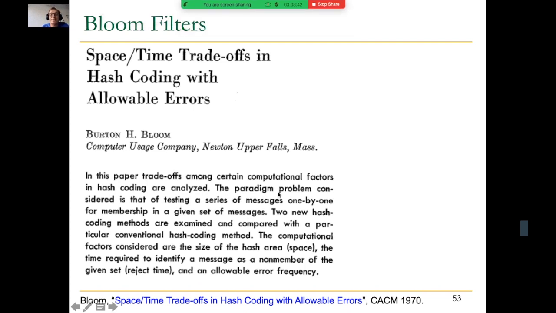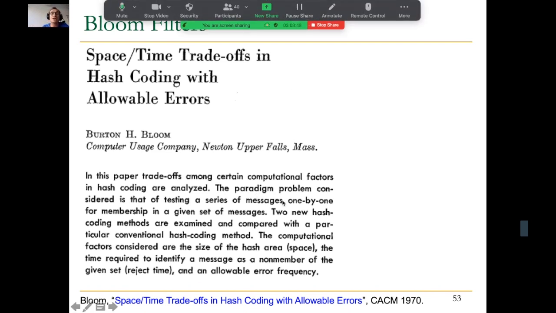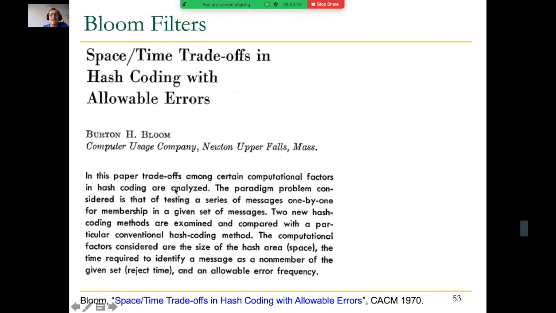Basically, this paper proposes a higher level mechanism. It's not hardware. It's not software. It's really a way of encoding things. They look at computational factors in hash coding. They want to test a series of messages one by one for membership in a given set of messages. So you can think of this as row addresses generated by a memory controller. Two new hash coding methods are examined and compared with a particular conventional hash coding method.